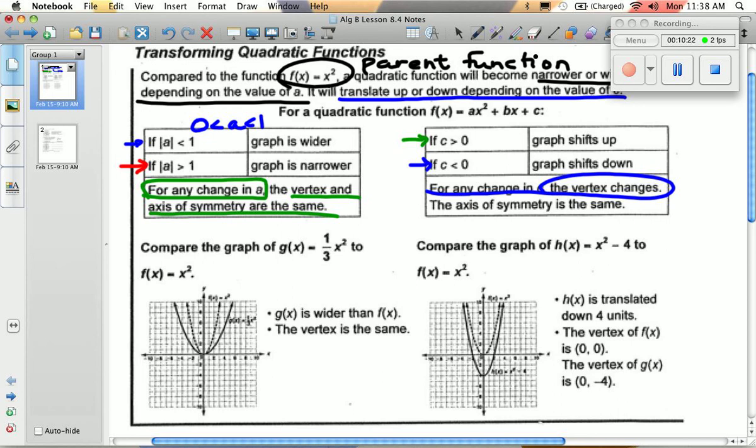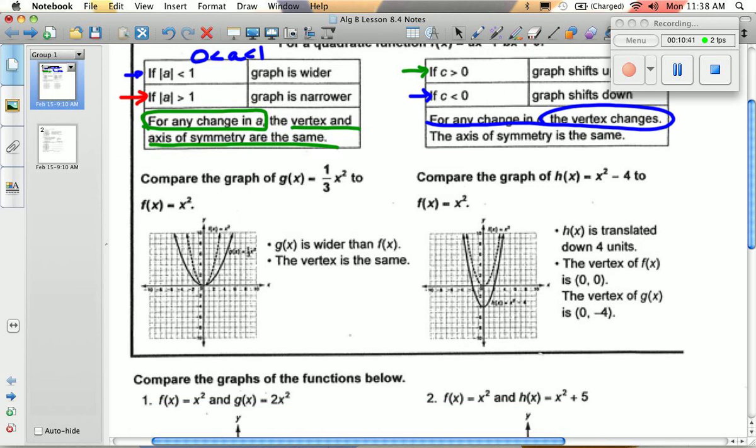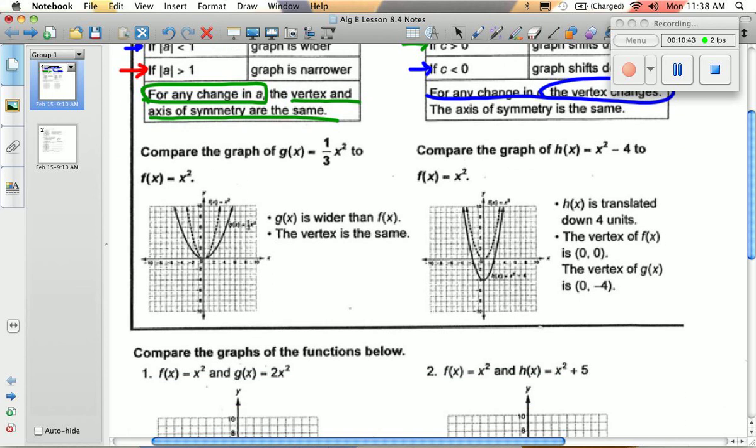The only way to change the axis of symmetry is if you move the vertex left or you move it right. And the good news is in Algebra 1 we don't have to worry about that, but in Algebra 2 we do. So the axis of symmetry is going to stay the same, but the vertex will move. Okay, so here's a couple of examples.